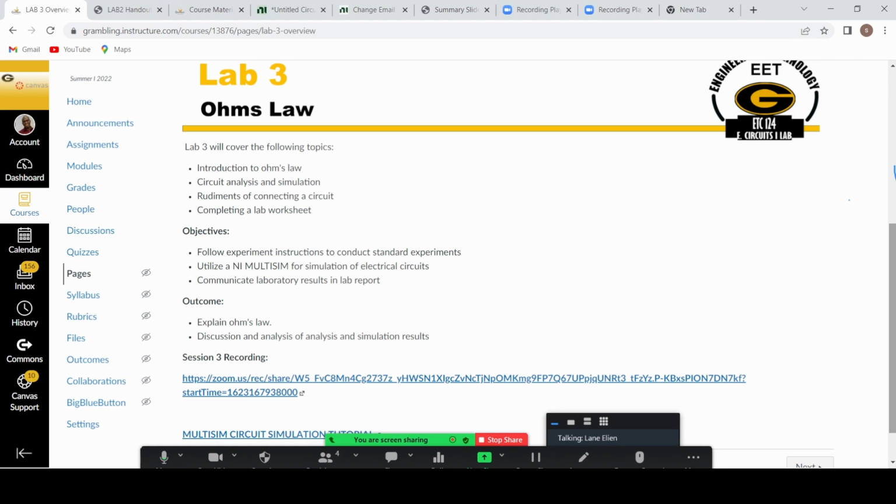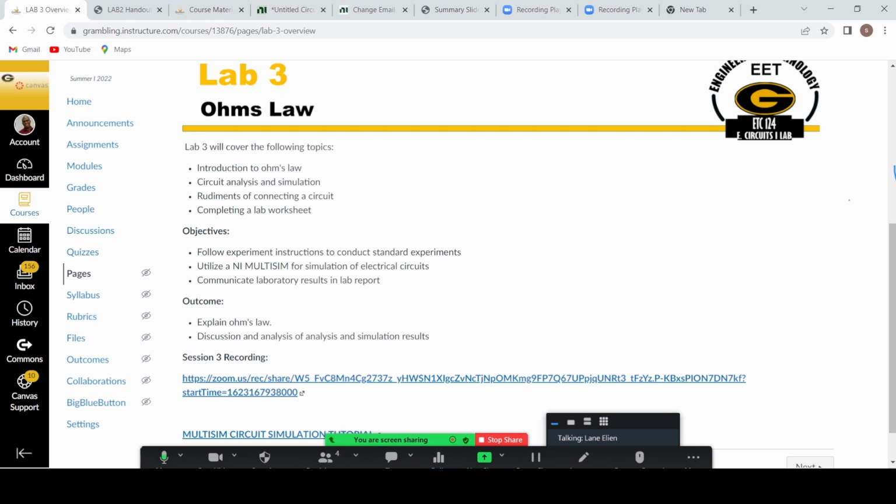Introduction to Ohm's Law, and we already talked about Ohm's Law in our previous lab. We said Ohm's Law is the equation that describes the relationship between voltage, current, and resistance. We want to talk about circuit analysis and circuit simulation. The rudiments, again, we want to review the steps to connecting a circuit. And of course, we have a lab worksheet for this lab. So we don't have a lab report like the first lab, but we have a lab worksheet that you will complete. What are the objectives?